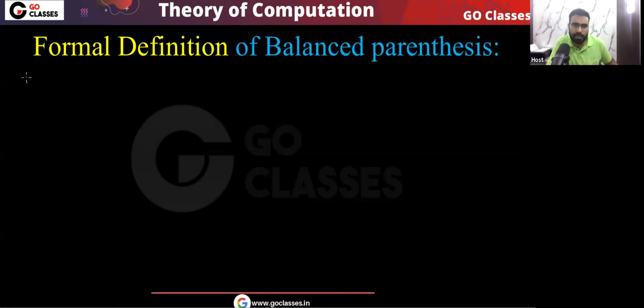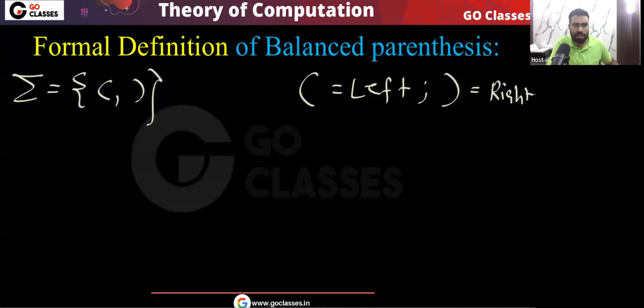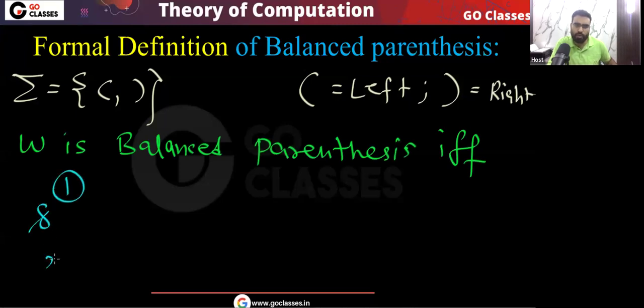So remember, for this string W, if your alphabet is open parenthesis, comma, closed parenthesis, let me call it left parenthesis and right parenthesis. Is this clear? So here the definition is: when can I say W is balanced parenthesis? If and only if two things should happen.